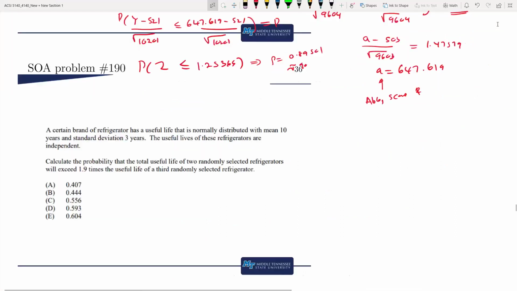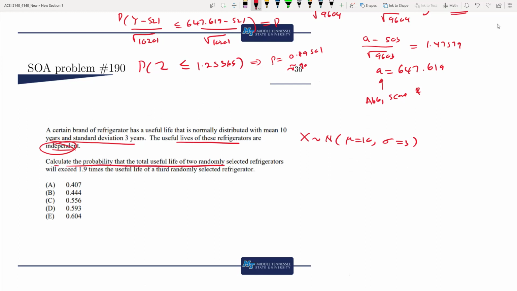So in this one, it says a certain brand of refrigerator has a useful life that is normally distributed with mean 10 years and standard deviation of 3 years. So if X is the life, it's normally distributed with mu equal 10 and sigma equal 3. The useful lives of these refrigerators are independent. So that's very important. Calculate the probability that the total useful life of two randomly selected refrigerators is more than 1.9 times the useful life of a third randomly selected one.